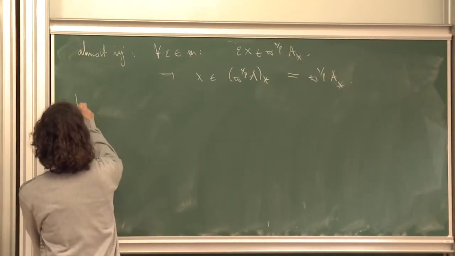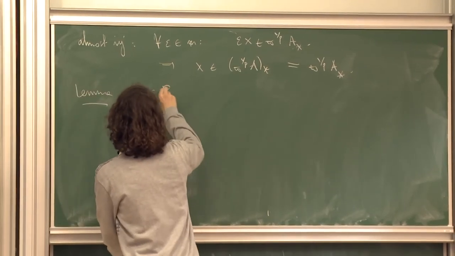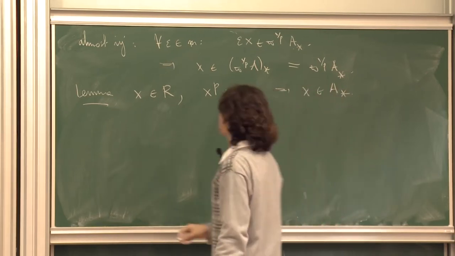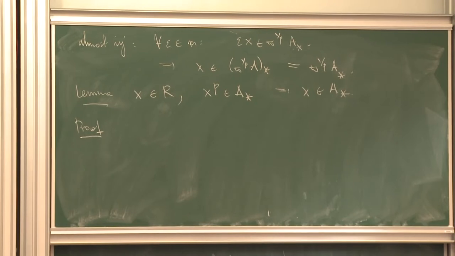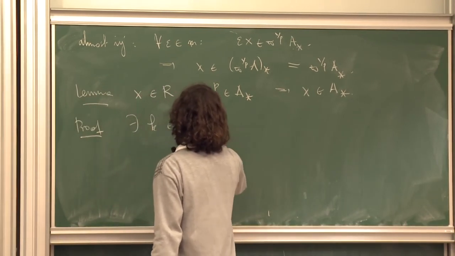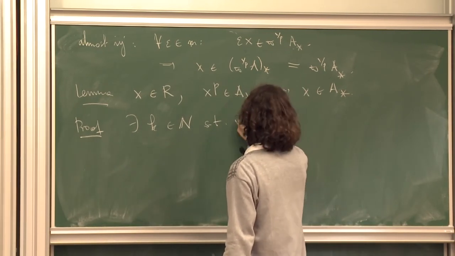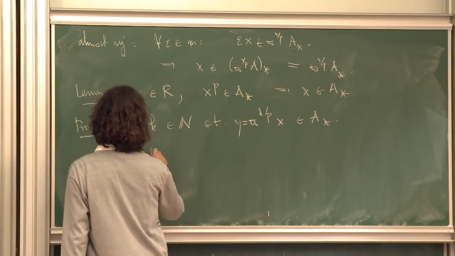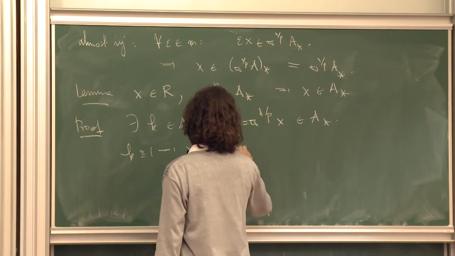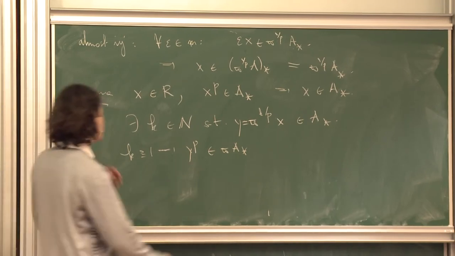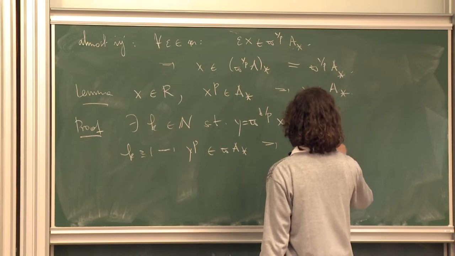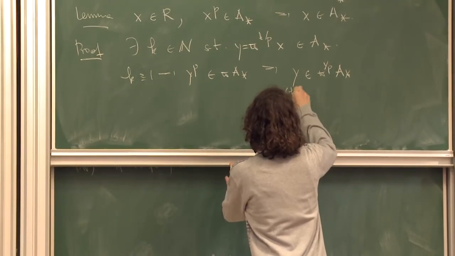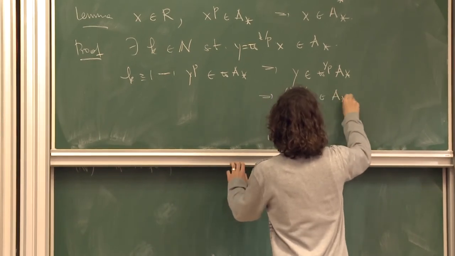And then next, we need the following small lemma, that if x is some element of R such that its p-th power lies in A lower star, then already x lies in A lower star. And for the proof, there exists some integer k such that pi to the k over p times x lies in A lower star by definition of R. And if k is at least 1, then in particular, we see that y to the p is in pi A lower star. And by the injectivity that we have already proved, it follows that, in fact, y lies in pi to the 1 over p times A lower star. Which just says that also pi to the (k minus 1) over p times x still lies in A lower star. And then we do induction to get the claim.